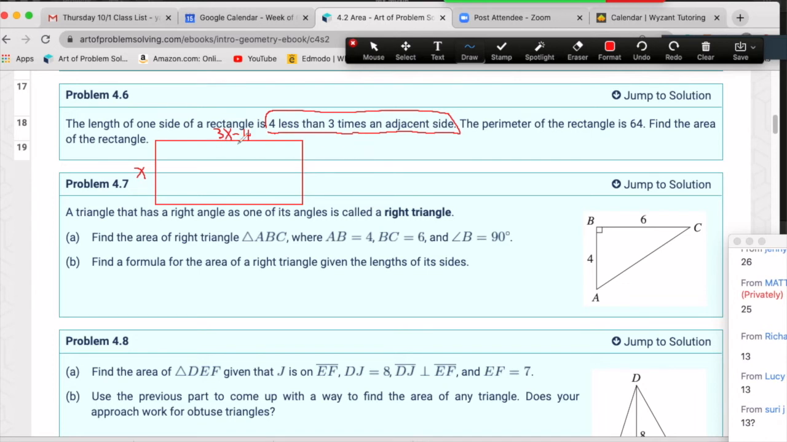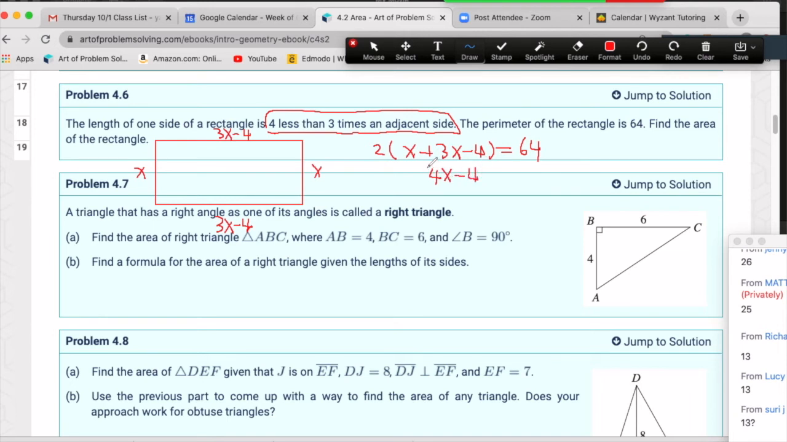Now, because this is a rectangle, this side also equals 3x minus 4. This side equals x. Then they give you the perimeter of this rectangle, which equals 64. So you use 2 times (x plus 3x minus 4). This will give you 64. Now solve this equation. We can merge like terms and get 4x minus 4.